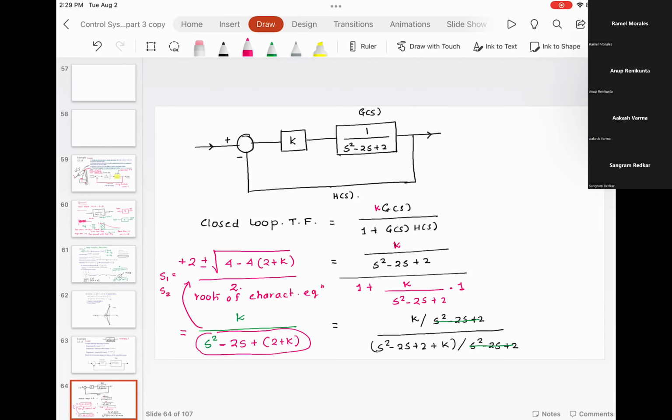Can you see that whether my k is 0, whether my k is 100, whether my k is 1000, the real part of the roots is always going to be positive. Are you with me so far? So no matter what I change the value of k, whether it is zero, whether it is infinity, my poles are always going to have positive real parts, which means the conclusion here is the proportional control does not work.